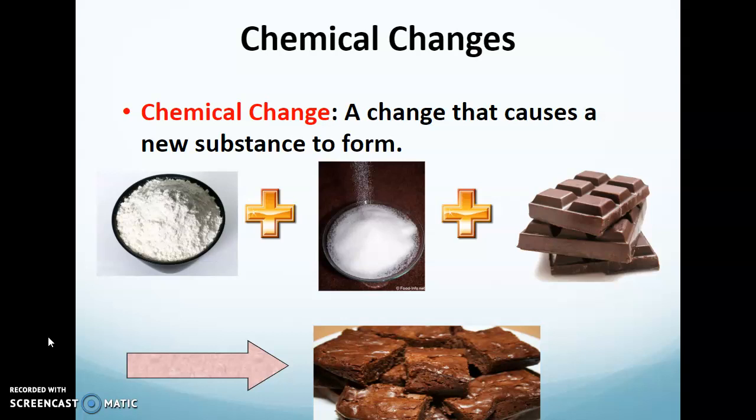A lot of the time within chemical changes, what is actually happening is we're changing the arrangement of those atoms and how they're specifically bonded together. So we're breaking bonds and rearranging the atoms to create something completely new.